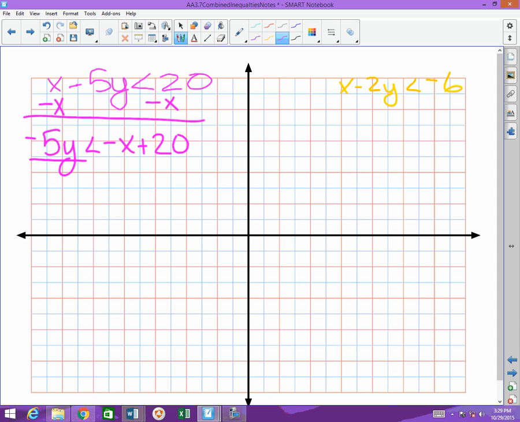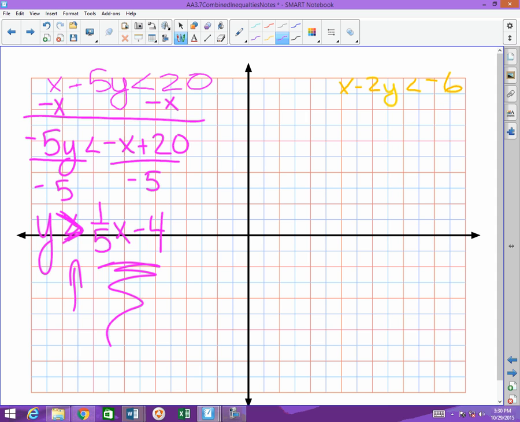Then we would divide by negative 5, and you're going to have y is less than 1/5 x minus 4. Now, if you recall from your days in algebra, when you divide by a negative, you're supposed to switch the inequality, so it should be this way. But if you forget to do that, you'll be okay as long as you go back to the original when you pick your coordinate. Okay, but first let's graph this.